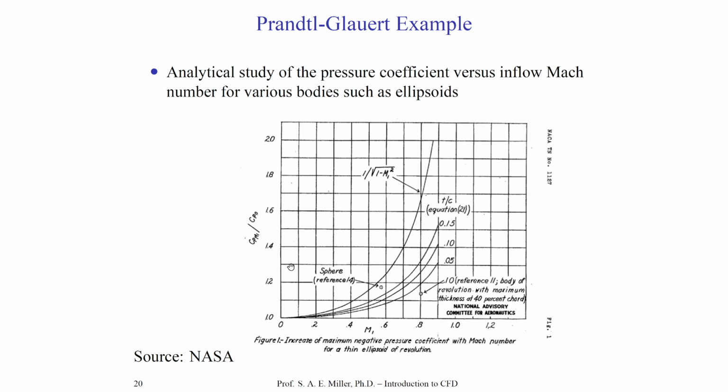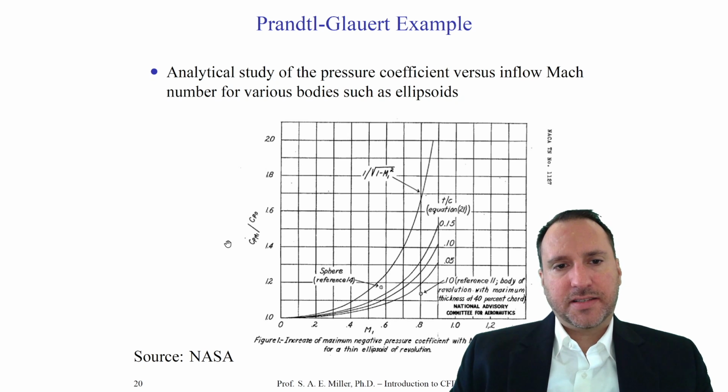Now they've plotted on this graph a sphere for reference, and they've put in different thickness over chord from each particular ellipse. For example, here, this line here represents a graph of the thickness over chord of the ellipse.